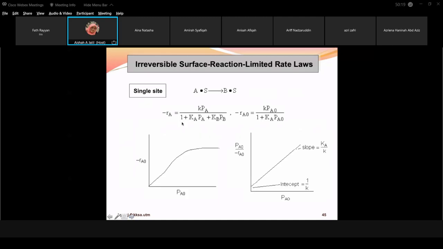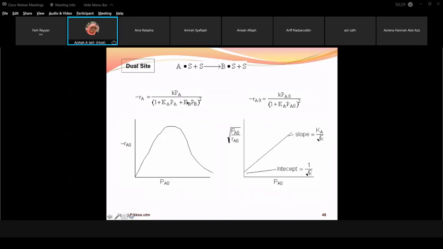Now, surface reaction. This is all surface reaction limited. If the reaction is single, you can get the equation like this. If dual, you can get the final rate law like this. Okay, this is if A is not zero. So the PA at initial, the initial PB becomes 0. Okay, so you just get this one. So it becomes like this.